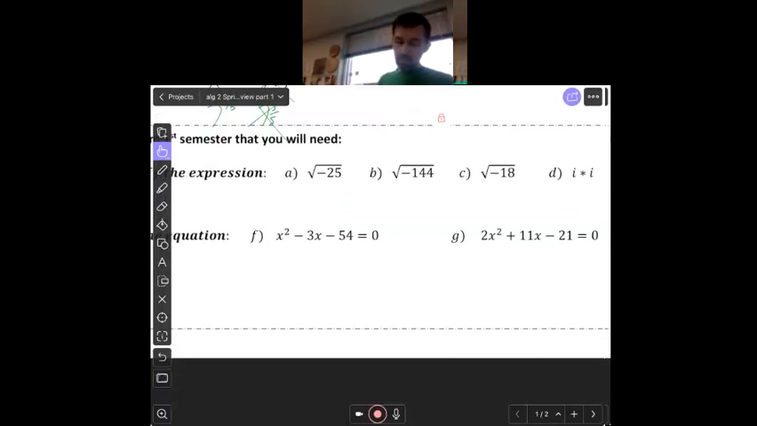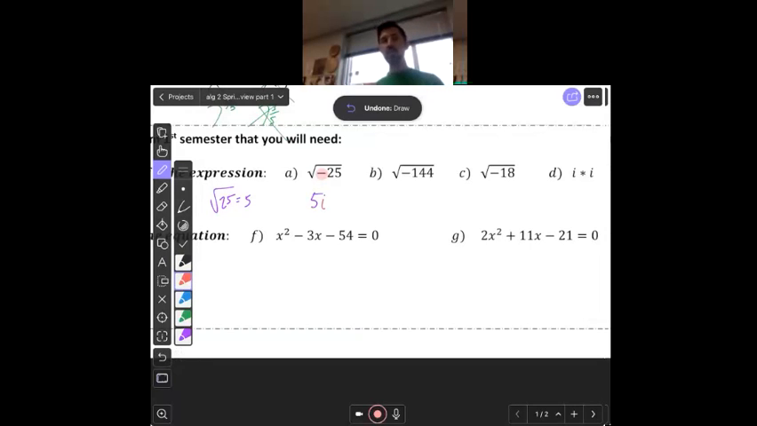Of course, square rooting. The square root of 25 is just 5. When we go to square root negatives, that's an imaginary number. Okay? The square root of negative 25 is not negative 5, it's 5i. Square roots of negatives are imaginary. So what about the square root of negative 144? 12i. Okay.